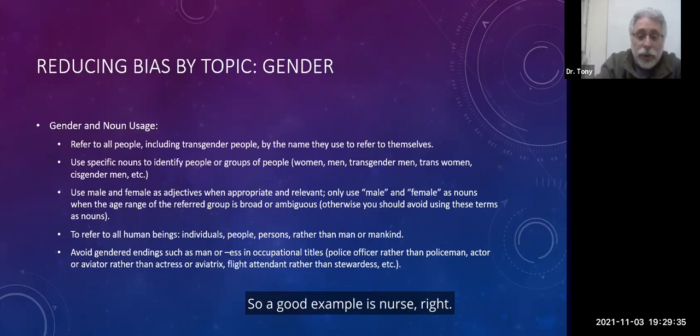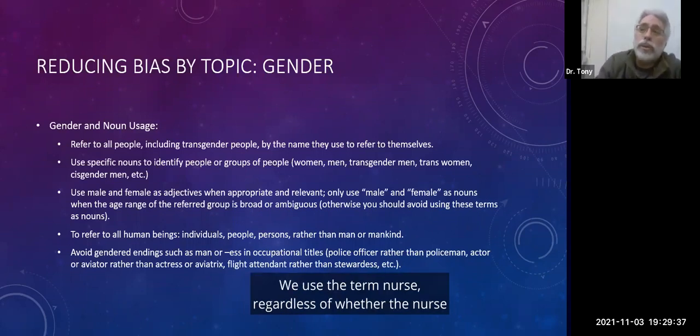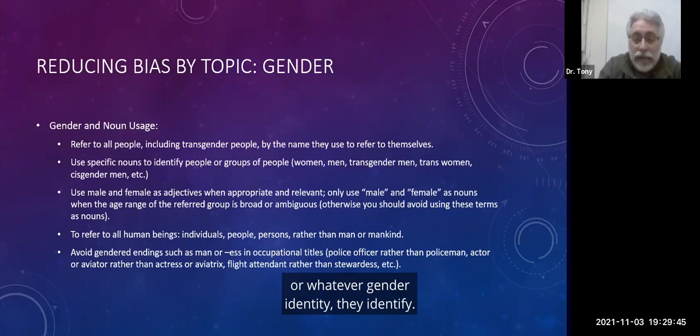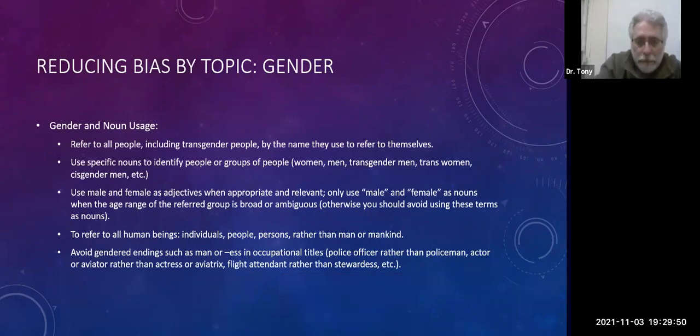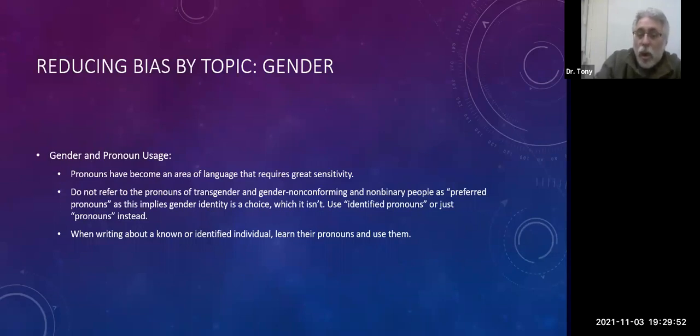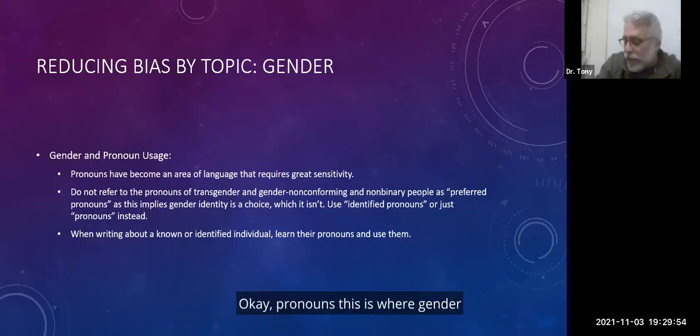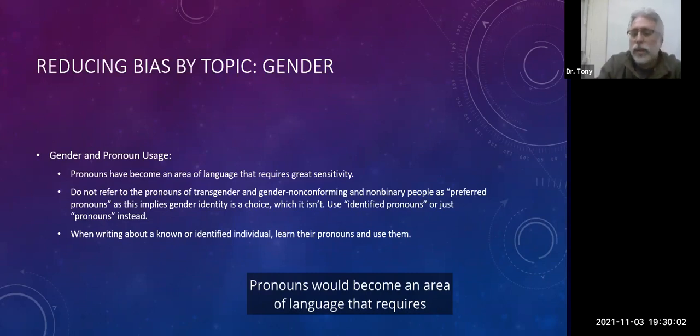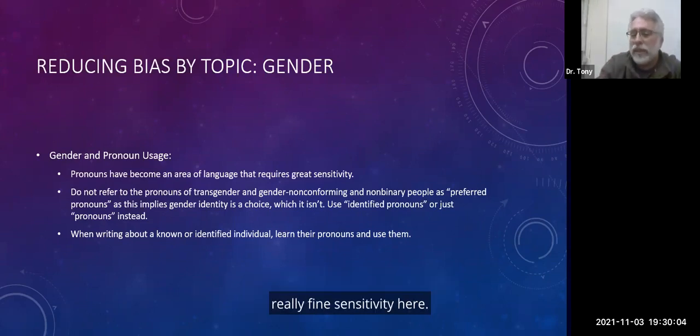So a good example is nurse, right? We use the term nurse regardless of whether the nurse is male or female or transgender or whatever gender identity they identify. Okay, pronouns. This is where gender becomes obviously a major issue. Pronouns have become an area of language that requires really fine sensitivity here.